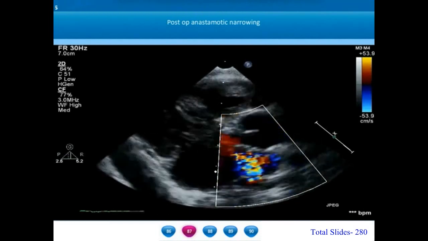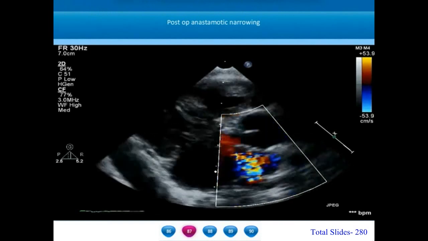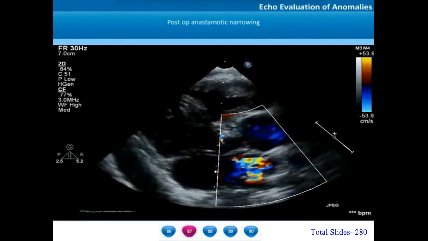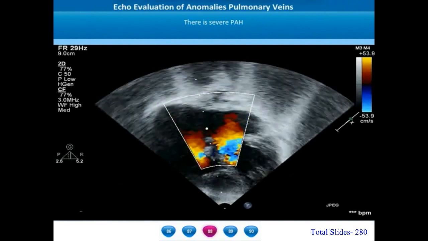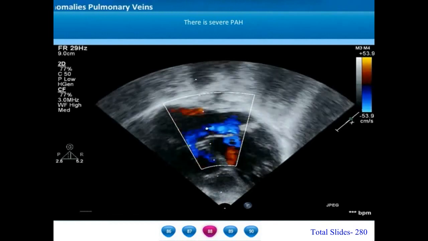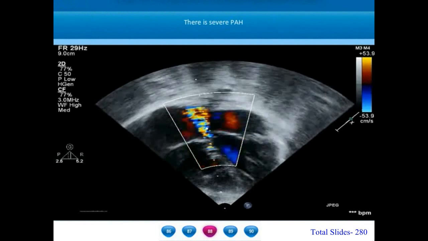This parasternal long axis view is showing the common chamber to LA anastomosis, which is having a significant obstruction and a mosaic flow that is seen into the left atrium. Apical fourth chamber view shows persistence of right ventricular hypertrophy. The right atrium and right ventricle are not dilated because there is no longer a shunt from the left to the right.